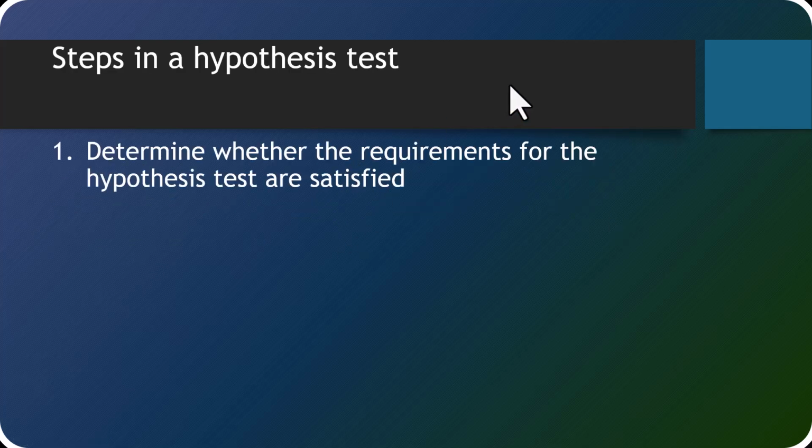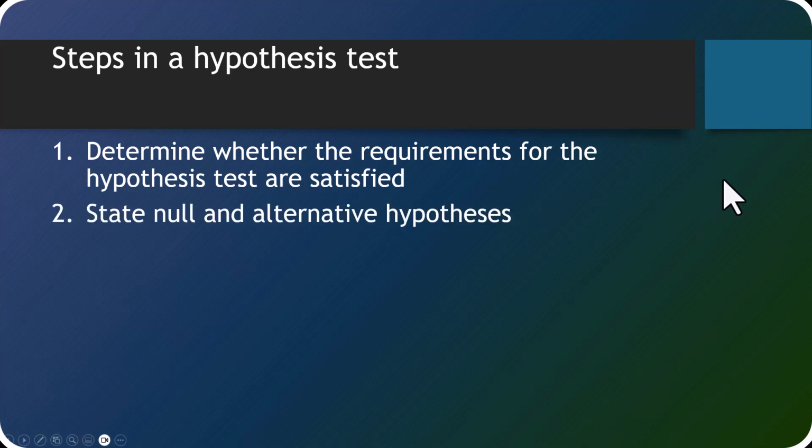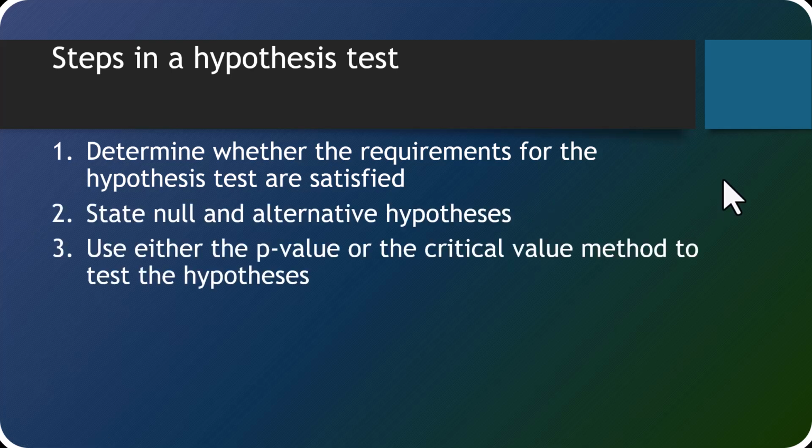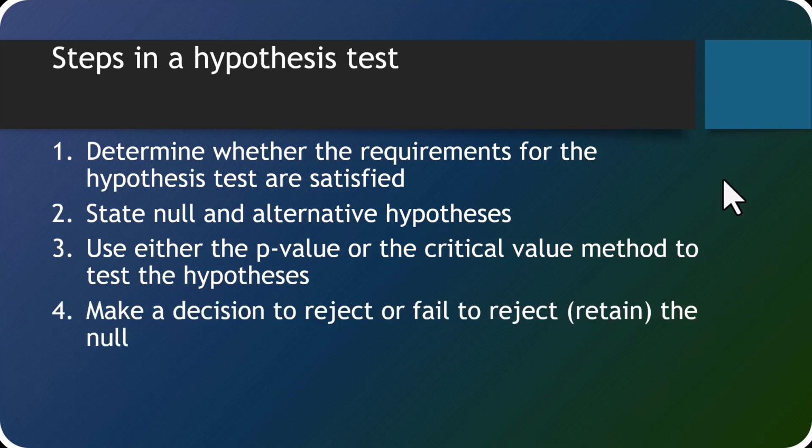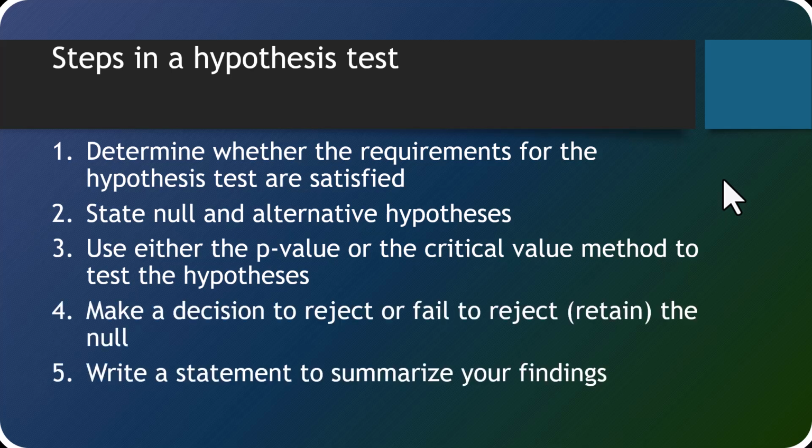First, we must determine whether the requirements for the hypothesis test are satisfied. Then we will state the null and alternative hypotheses. Then we use either the p-value or the critical value method to test the hypotheses, make a decision to reject or retain the null, and finally we write a statement to summarize our findings.